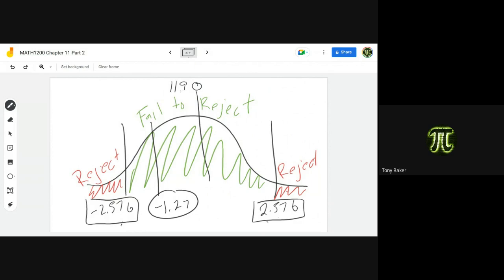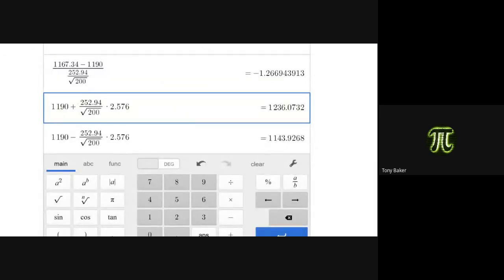And then I will, actually, you know what? I'll just do it this way. Because this is exactly how I showed you before. So remember doing this, we did the 1190 plus that times z-score, and then 1190 minus that. That's your confidence interval. So that right there is how we would get my confidence interval.